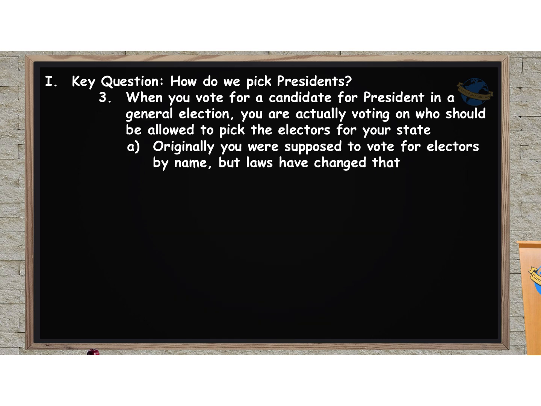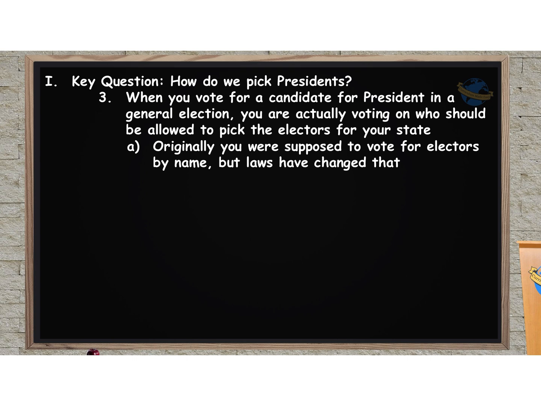No one does. So, when you vote for a candidate for president in the general election, that's when most people think they're actually picking the president. What you're actually doing is voting on who's going to be allowed to pick the electors for your state. Those electors are the people who then actually elect the president.